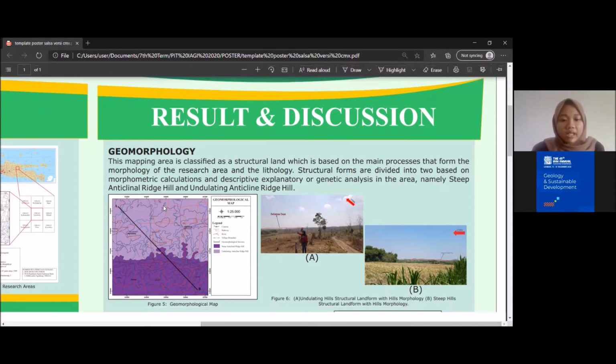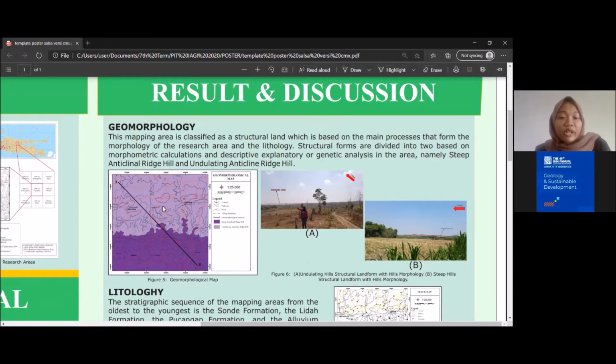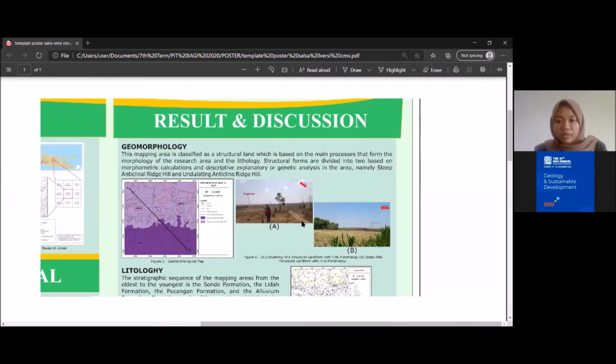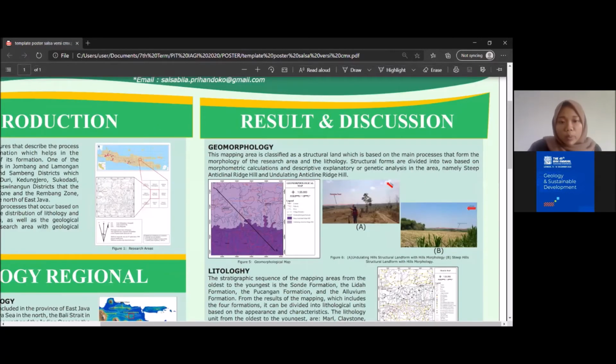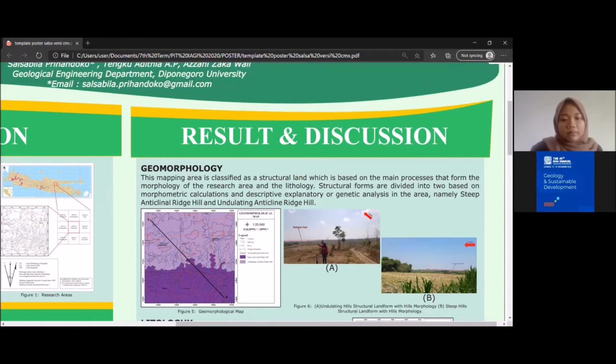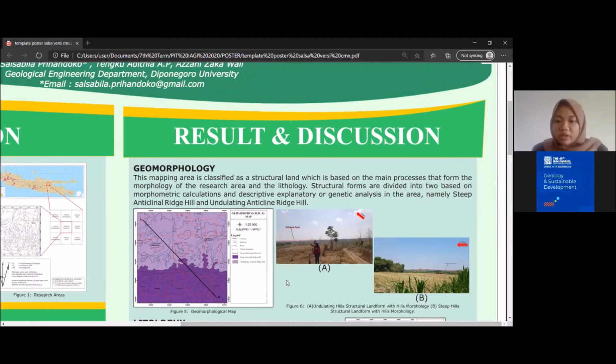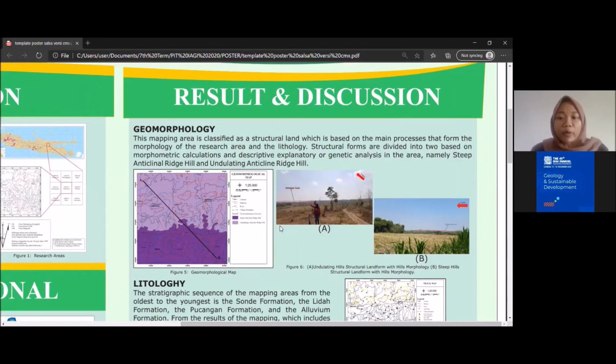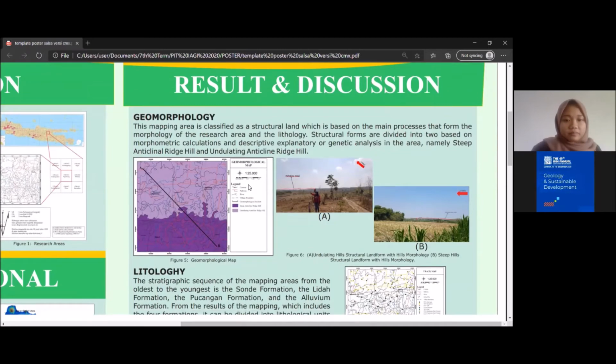As you can see here in the geomorphological map, there are 2 colors: the darker color shows anticlinal ridge hill, and the light color is undulating anticlinal ridge hill. And there is also the picture of field condition of morphology.